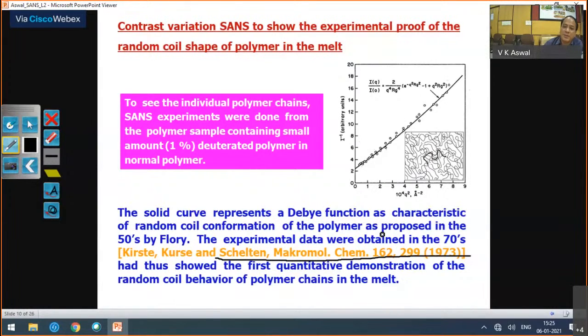So that was the first experimental verification, and then they could find out that it is a random coil conformation of the polymer. So amongst 3-4 different models, the random coil conformation of the polymer was confirmed experimentally by small angle neutron scattering.